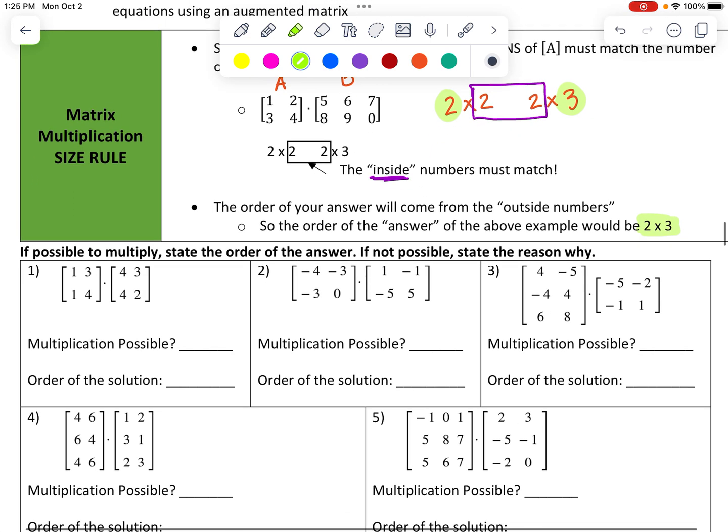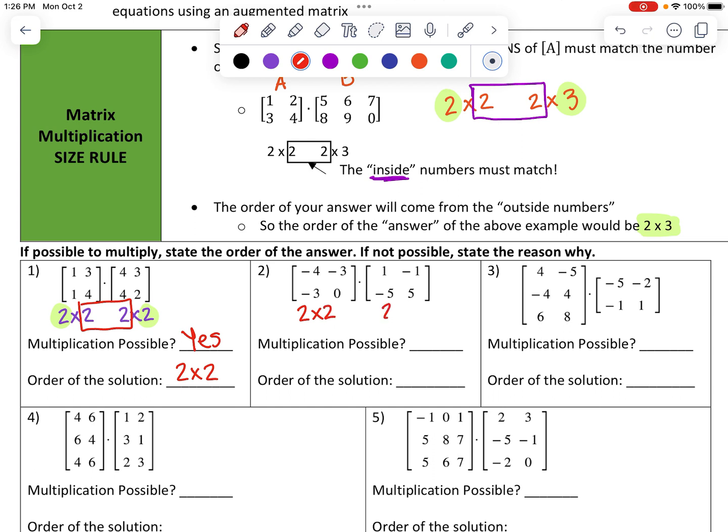Just to make that make a little more sense, let's go into some examples. I look at my first one here, a 2 by 2 matrix, 2 rows, 2 columns. The inside numbers match, so yes, we can multiply. And then we have our leftovers on the outside, 2 and 2. So it is a 2 by 2 answer for the order of that solution. All right, on number 2, we have a 2 by 2 matrix and a 2 by 2 matrix. This is the same as the one we just talked about. These inside numbers match, so yes, multiplication is possible. The 2's on the outside become the order of the solution.